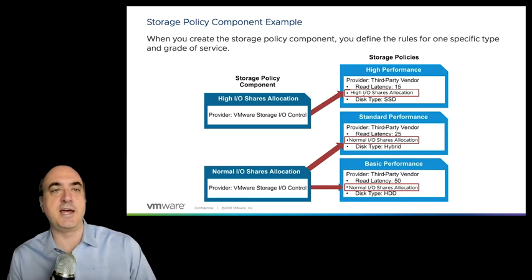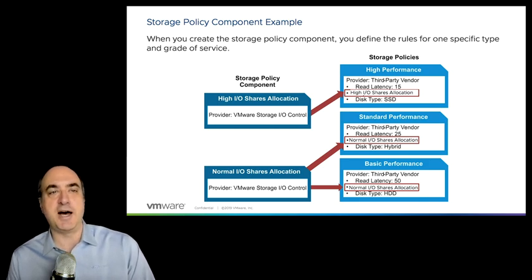So for instance, what if I had 3 placement policies? I have a placement policy called high performance. I have another placement policy called standard performance, and I have a lower placement policy called basic performance. So all 3 of those are determining the placement of our virtual machine.